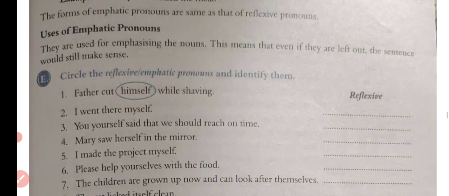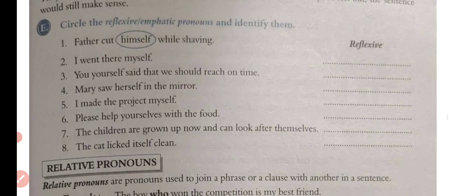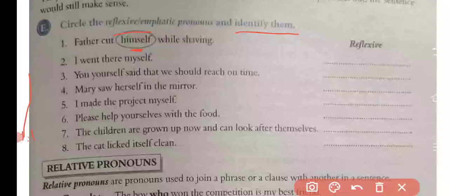So let's check the exercise given here on page number 35. In exercise number E, we have to circle the reflexive and emphatic pronouns and identify them. So first, as it is given here, the father cut himself while shaving.